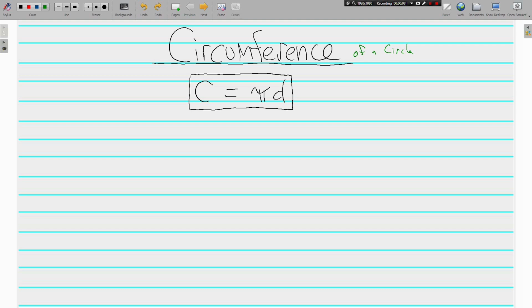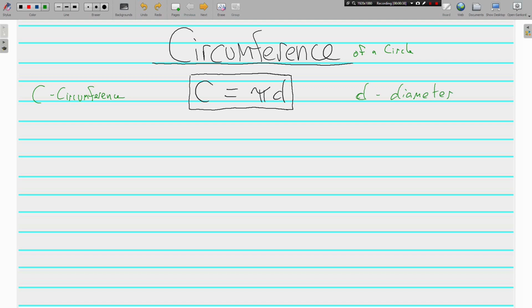To find the circumference of a circle, we use the formula C equals pi times d. The C stands for circumference. Pi, we'll talk more about here in a second. And then d, what part of a circle starts with a D? That is our diameter. So circumference is equal to pi times diameter.